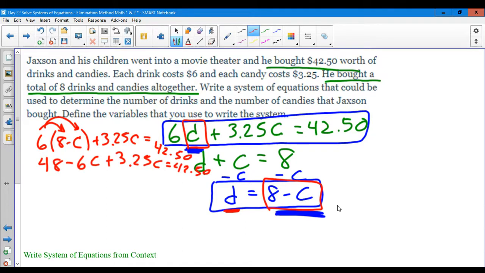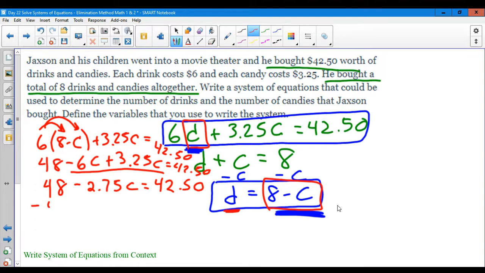And I've got to find my like terms. I've got negative 6C and positive 3.25C, so I'm going to combine these two together, and I'll get negative 2.75C. So yeah, we're going to have to work with decimals once in a while. But my guess is it'll work out okay when we do the math.